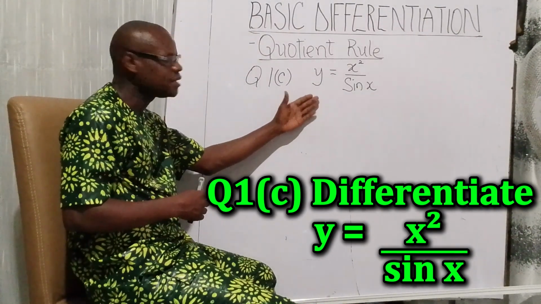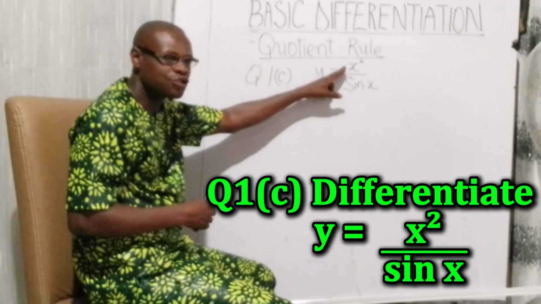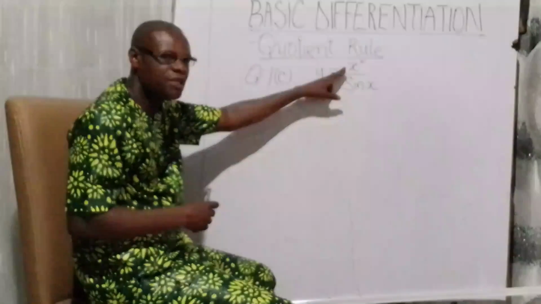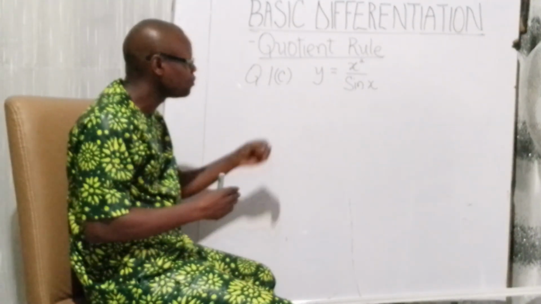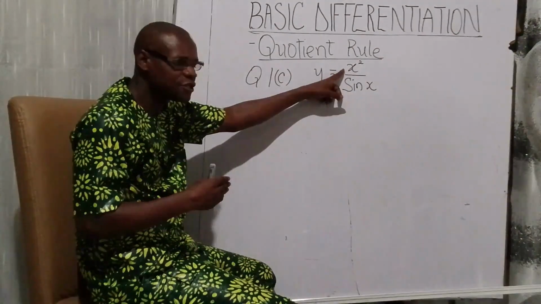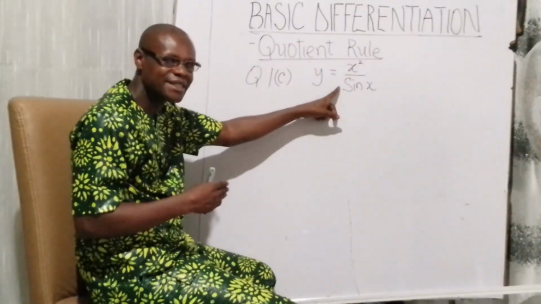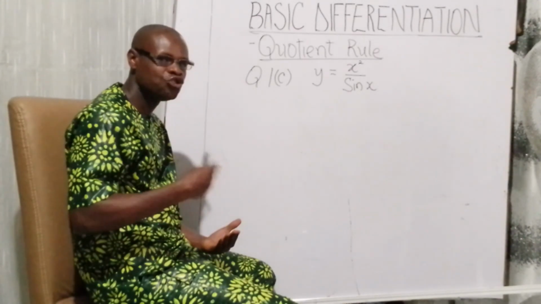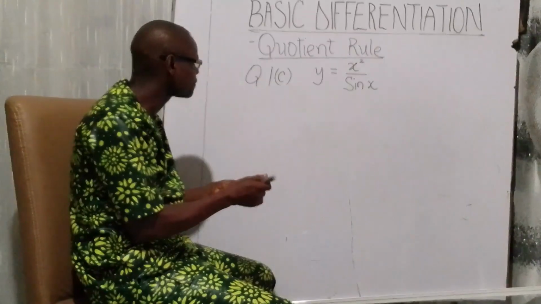As we can see here, this is a function where we have one expression being used to divide another expression. What we have here is a polynomial, and the denominator is a trig function. So we are going to use a variable u to represent x squared and a variable v to represent sine x. Those are the common variables usually used when applying the quotient rule. Let's see how to go about it.